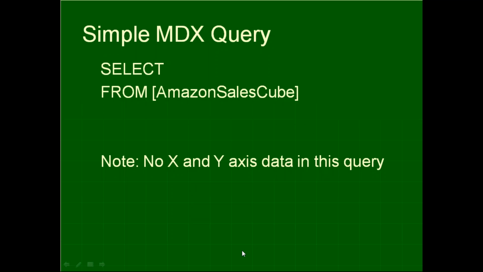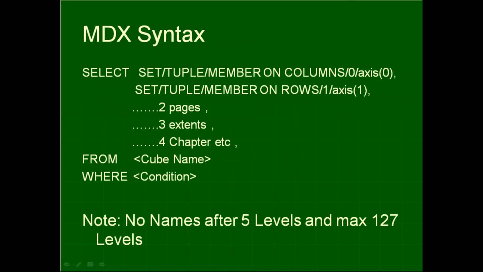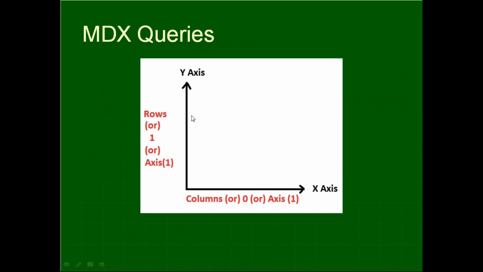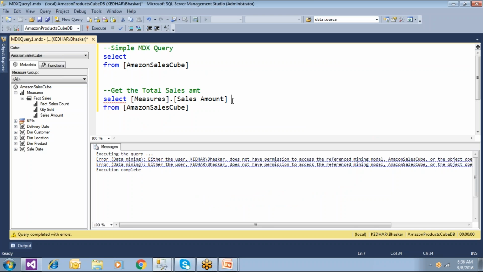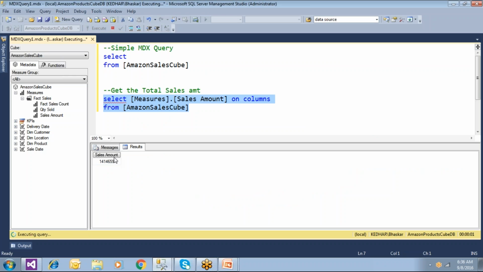So when you understand the basics of queries, you have to be very clear. When you drag and drop something, it should be there in the column or in the row. You should be able to get the data either in the column or in the row. So you have to say on columns, or you can say on rows. Now let us execute, and you are able to get the total sales amount data.